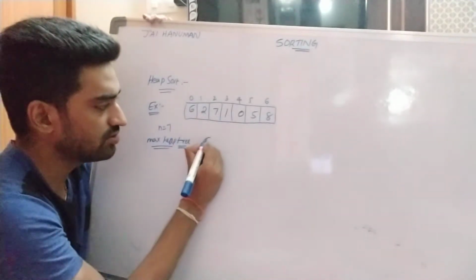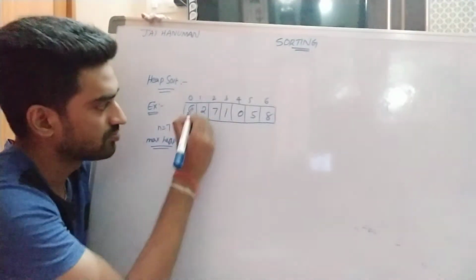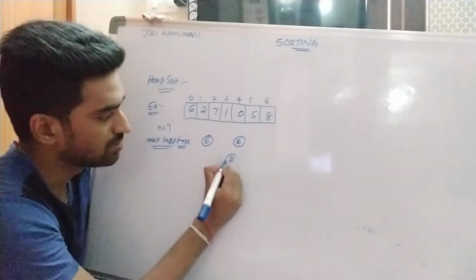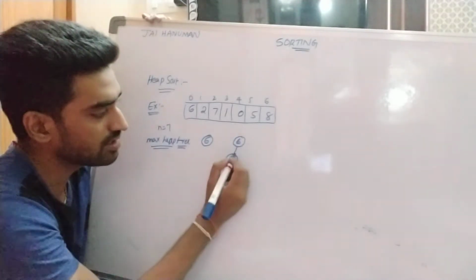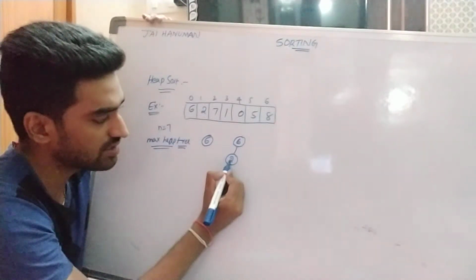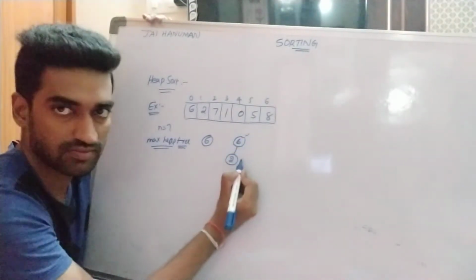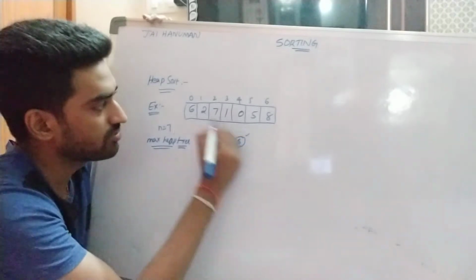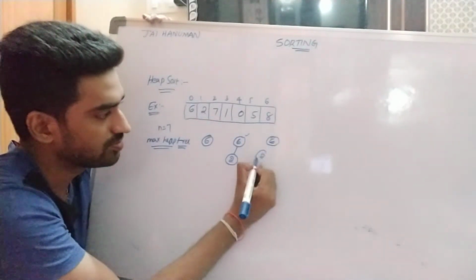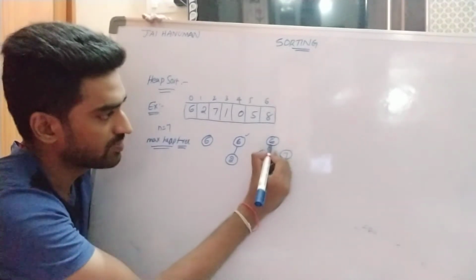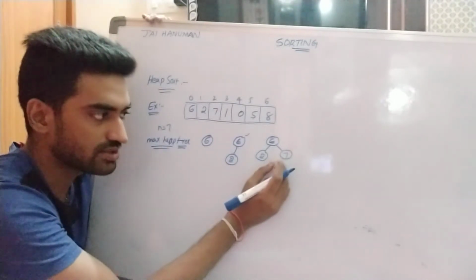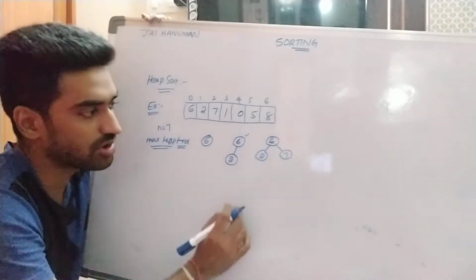right? So what is the first node? 6, then 2. So here for this tree, the max heap tree property is satisfied. Why? Because parent node is always greater than children node. So this is satisfied, max heap tree property. Then we are inserting one more node: 6, 2, 7. Now the tree checks whether it satisfies the max heap tree property or not.